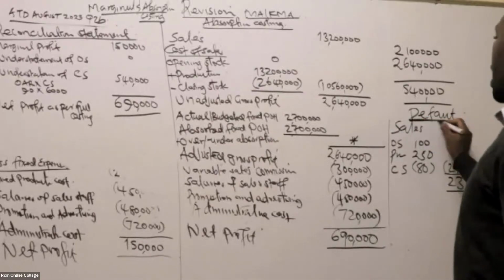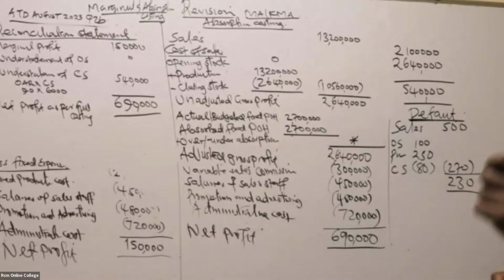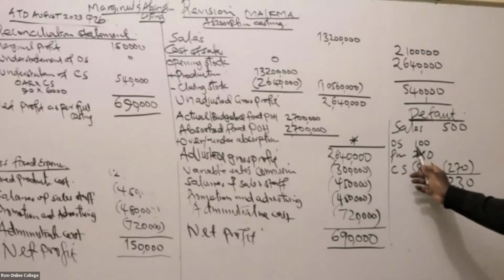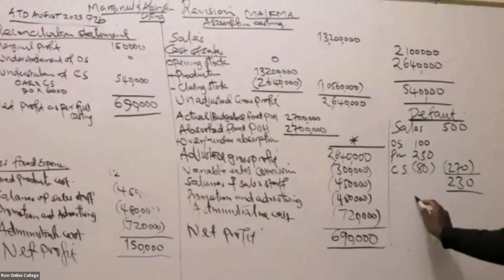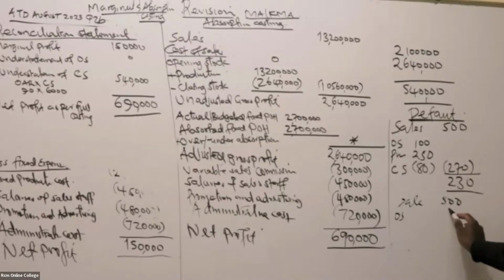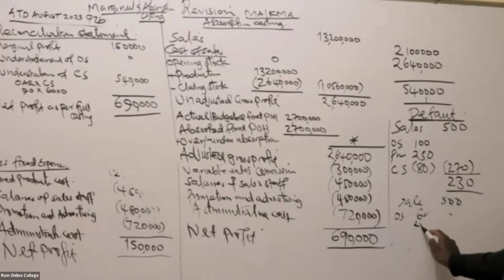That's the default items. So if we want to interfere with the opening stock, we want to understate the opening stock. Our opening stock is 100. If you understate it, let's even take it to 60. So you have decided to remain with the sales of 500. Then opening stock, you are now having 60. Then production is still 250, and the closing stock is still constant.